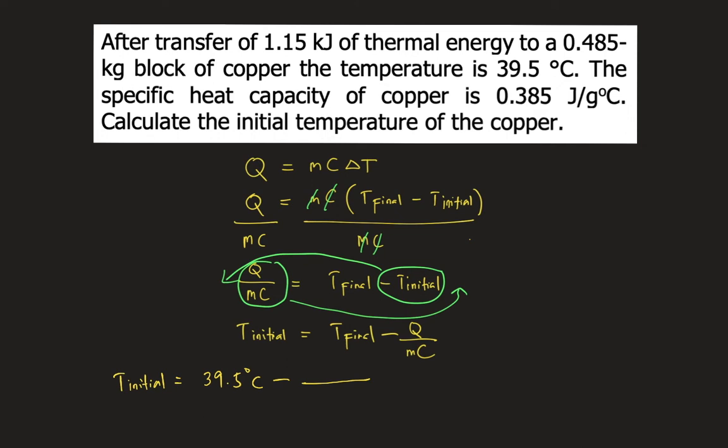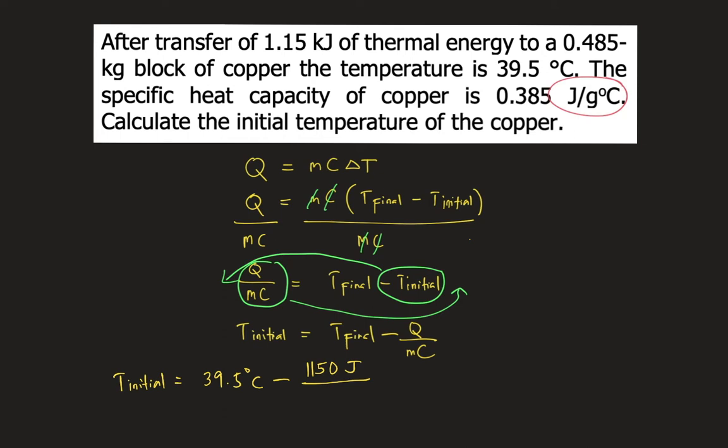According to the problem, it is 1.15 kilojoules. But in order for our units to be consistent, since you will see later that the given value of c is joules per gram degree Celsius, we need to convert kilojoules to joules. So 1.15 kilojoules, you just multiply by 1,000. So 1.15 times 1,000 is equal to 1150 joules.